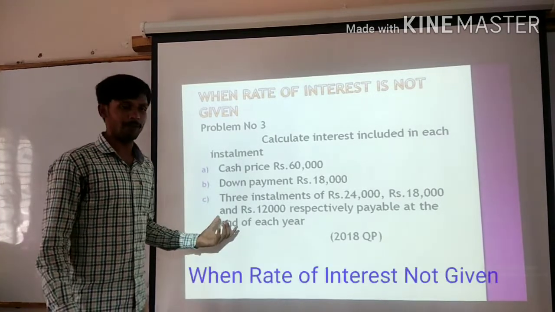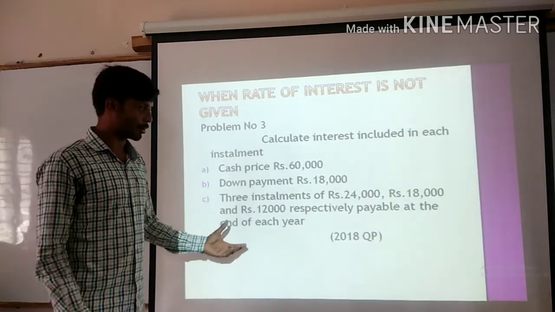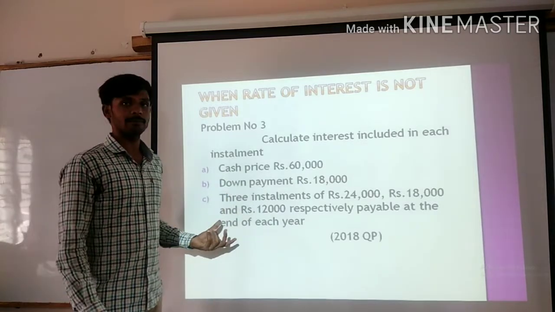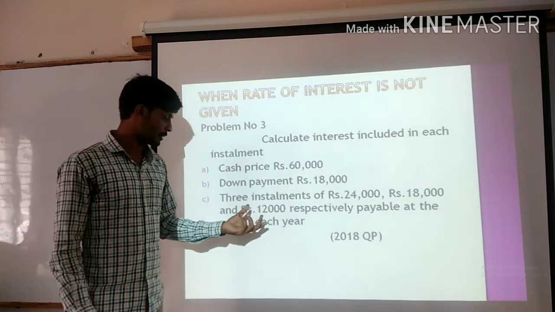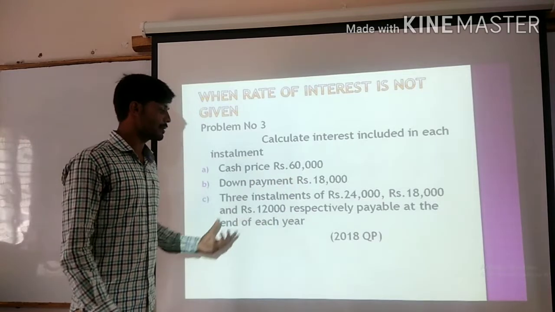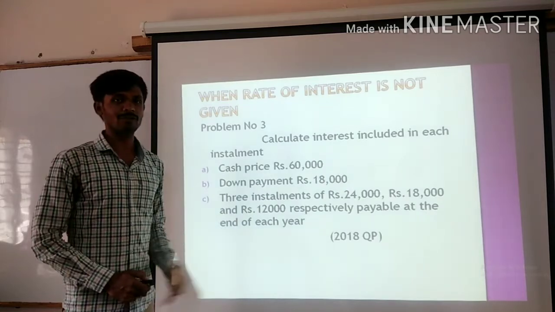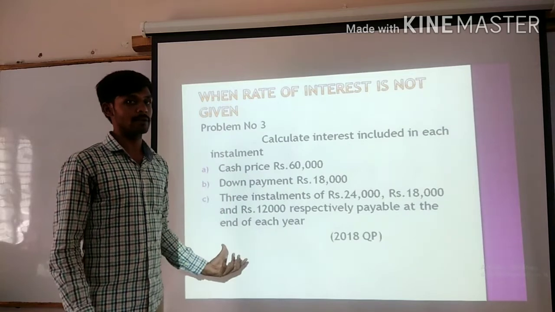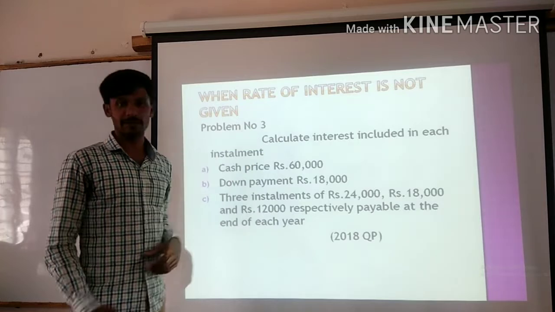Okay, here we will solve one practical problem which was asked in the previous year question paper, that is 2018. Calculate interest included in each installment, where cash price is rupees 60,000, down payment is 18,000, 3 installments of rupees 24,000, 18,000 and 20,000 respectively payable at the end of each year. You can observe in the question, rate of interest is not given. So, if the rate of interest is not given, how can we calculate this interest?